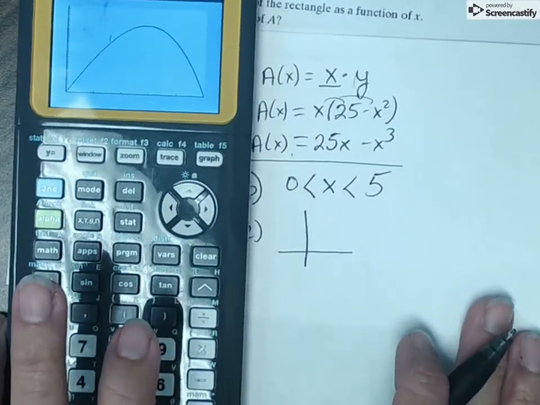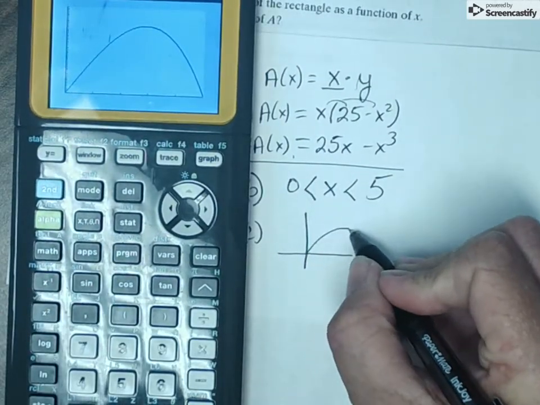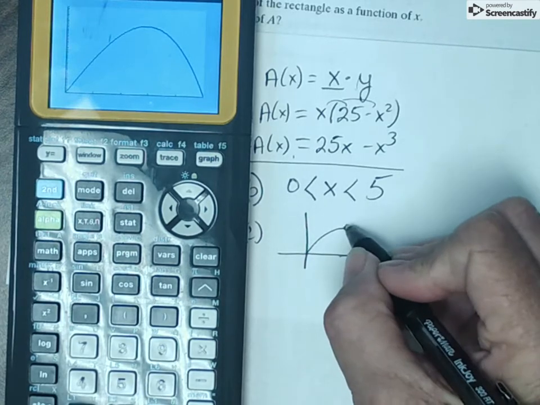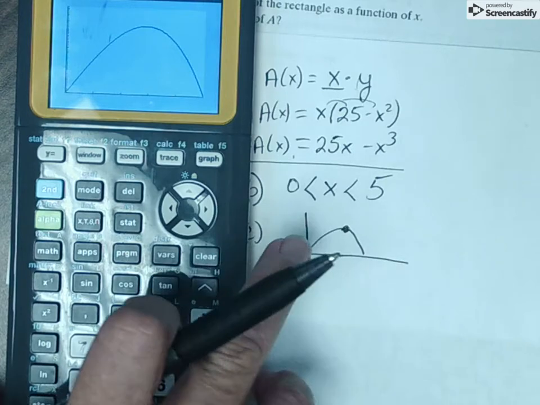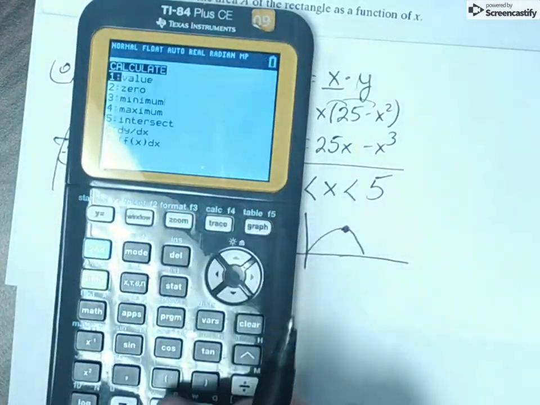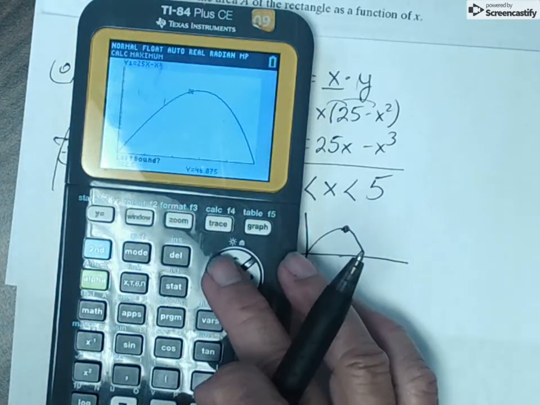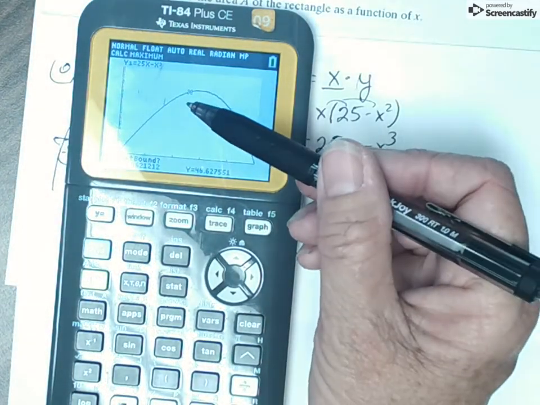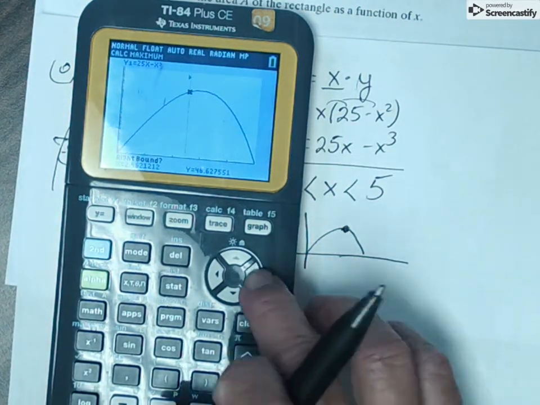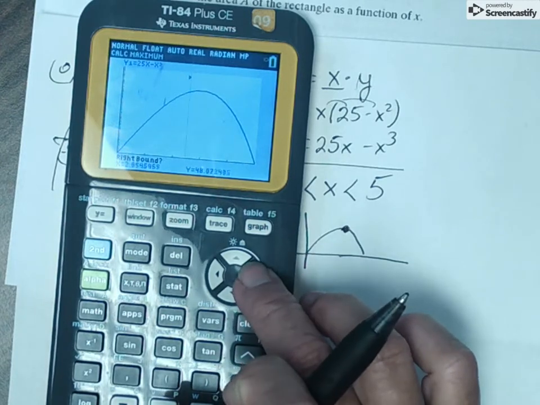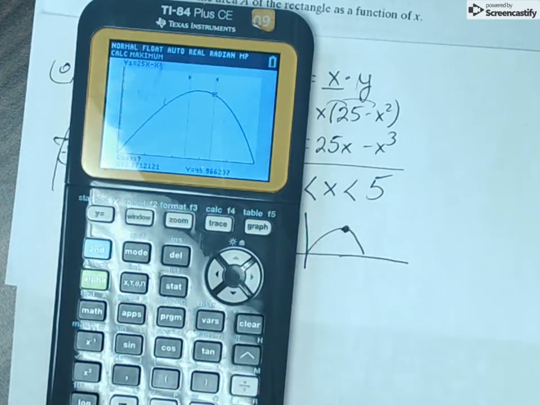So here's my sketch of this. And I want to find the maximum area. So the maximum is going to be up here. So second trace, choose option 4 for maximum. And I need to have the cursor to the left of the maximum. And now I need to have it on the right of the maximum. Hit enter. And for guess, I'm not even going to bother. There is only one point in there, so I hit enter.